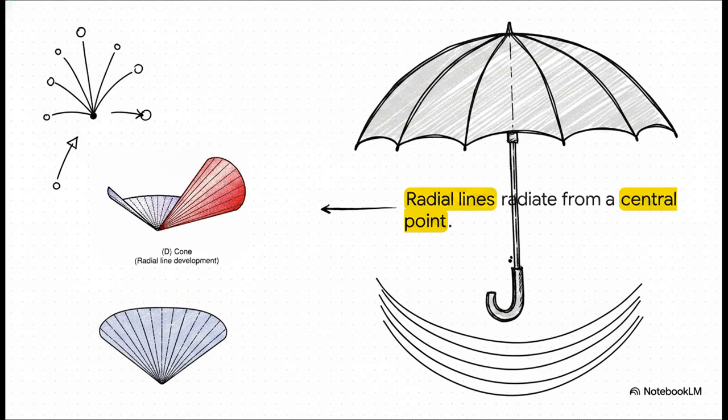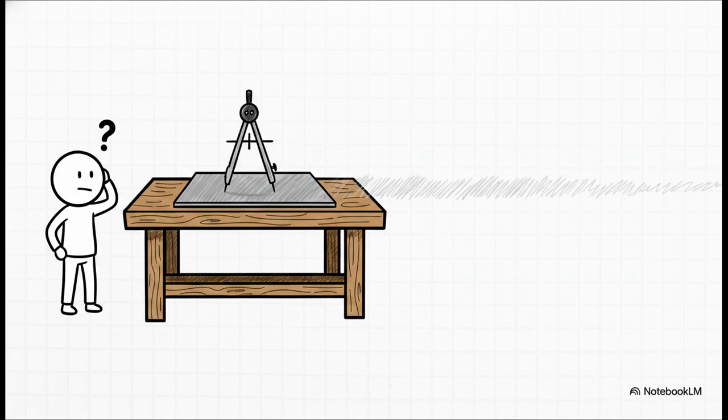In drawing this development, that common vertex becomes the exact center point for drawing the massive, sweeping arc of the flat pattern you see right beneath the cone. Now, theory is great, but in the real world of sheet metal and fabrication, there are practical limits.